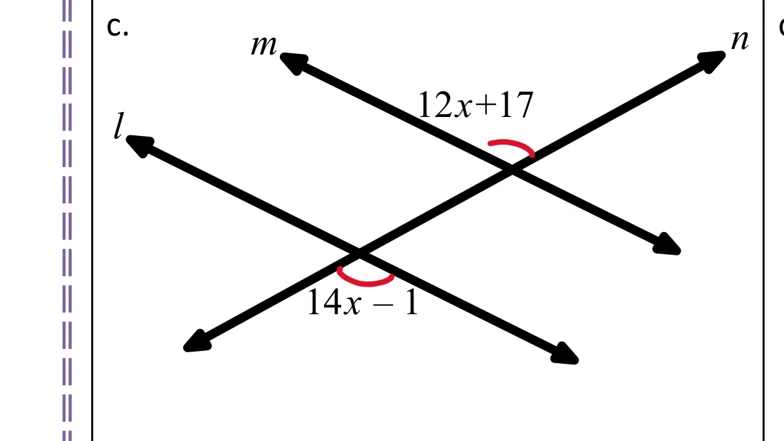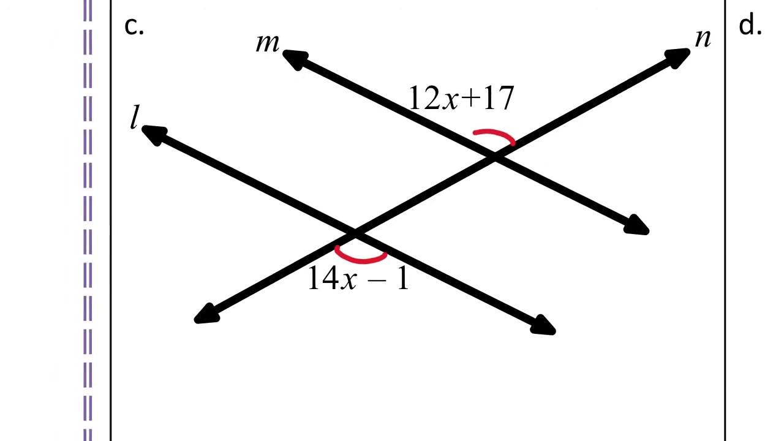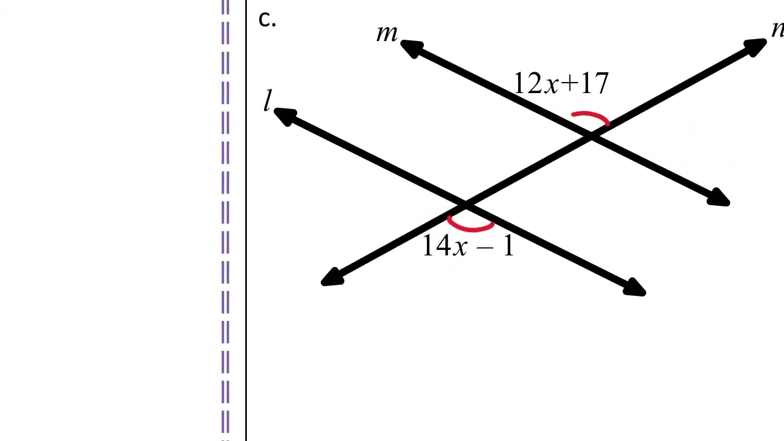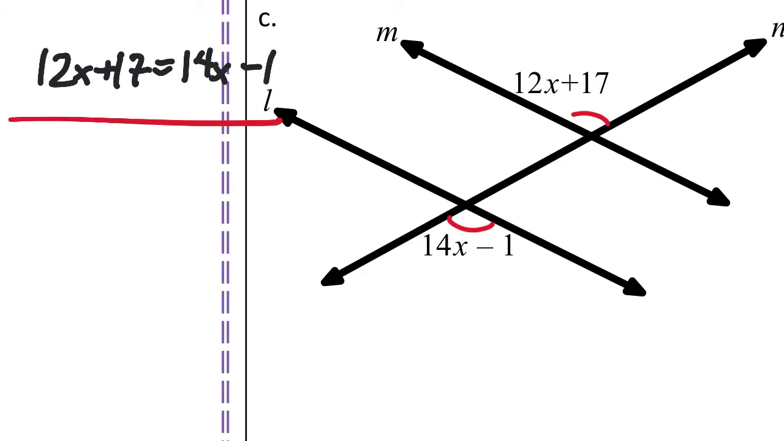for x first. Now the interesting thing about these two angles that we're given, these are alternate exterior angles, which means that they should be equal. So I'd have the 12x plus 17, that angle is going to equal the other angle, 14x minus 1. And now we're just using principles of equality to solve this thing. I'm going to keep my x's on the left and the numbers on the right, not that it matters.